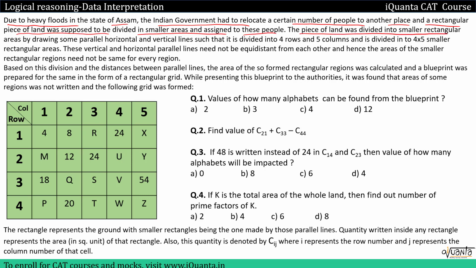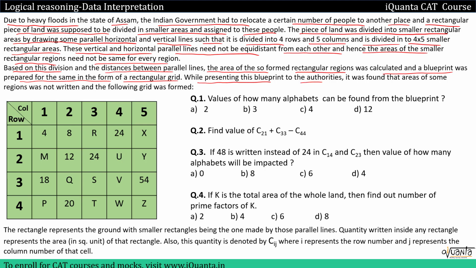The piece of land was divided into smaller rectangular areas by drawing some parallel horizontal and vertical lines such that it is divided into 4 rows and 5 columns, that is, 4 cross 5 smaller rectangular areas. These vertical and horizontal parallel lines need not be equidistant from each other, and hence the area of the smaller rectangular regions need not be the same for every region. Based on this division and the distance between the parallel lines, the area of the so formed rectangular regions was calculated and a blueprint was prepared for the same in the form of a rectangular grid.